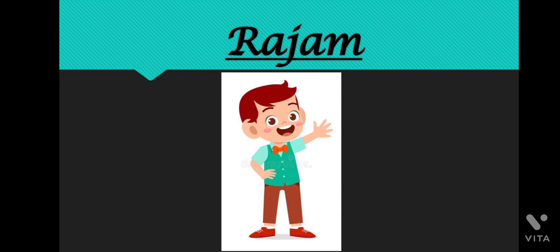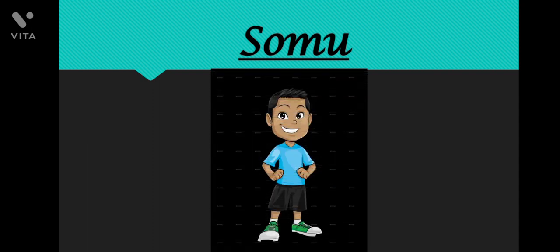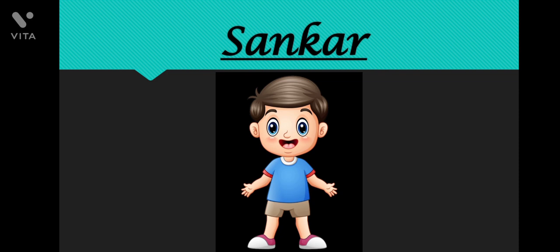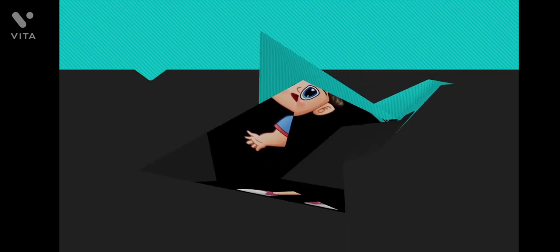The second character is Mani. The third character is Rajam. The fourth character is Somu. Character number 5, Shankar. And the last character is Pea.